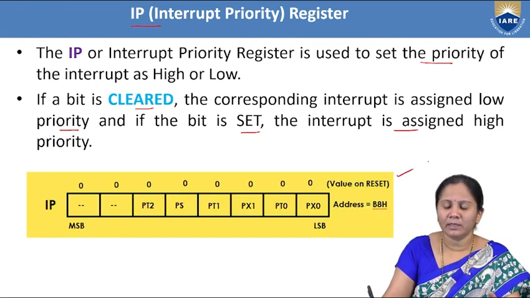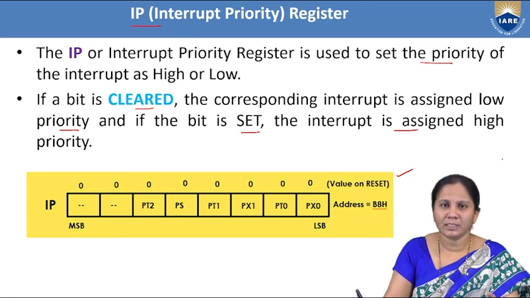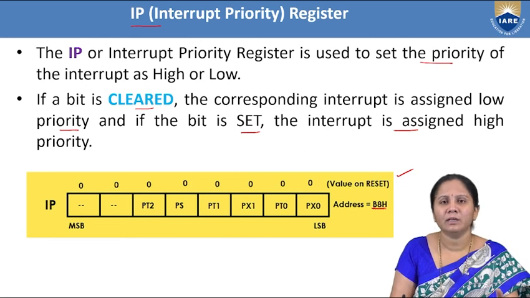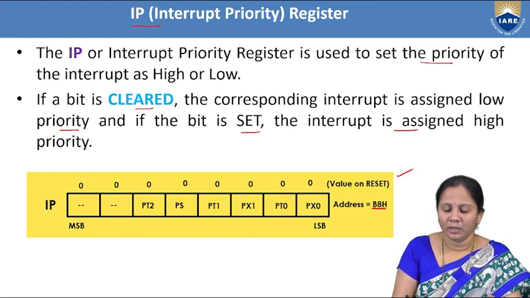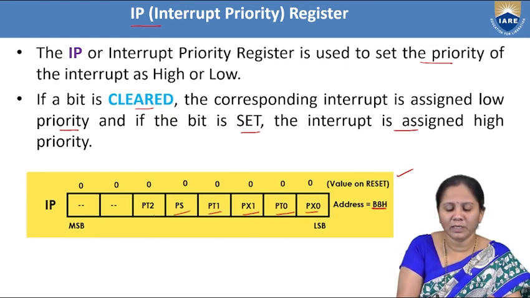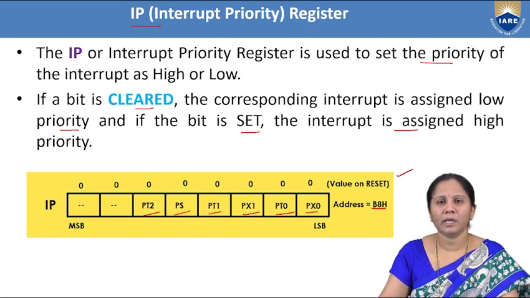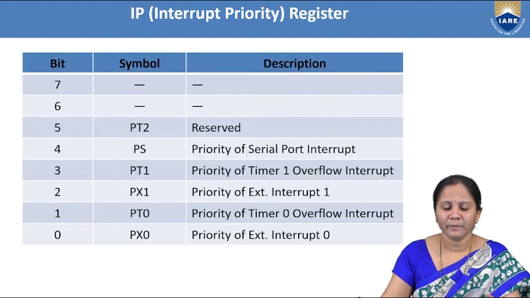And this is the general format of the IP register. It has a fixed address in the SFR address space, B8H. When it is reset, all the bits will hold the value 0. Here we have PX0, PT0, PX1, PT1, PS and PT2. This IP register is also an 8-bit register, and all these are the bits present in that register.